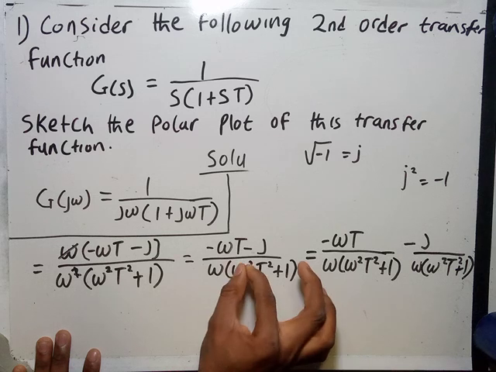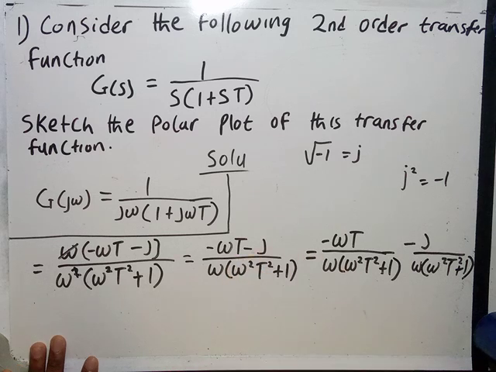So I succeeded in doing what? In splitting this into 2. Now we have our imaginary number on its own and the real number on its own. Okay, so now we can take another step forward.